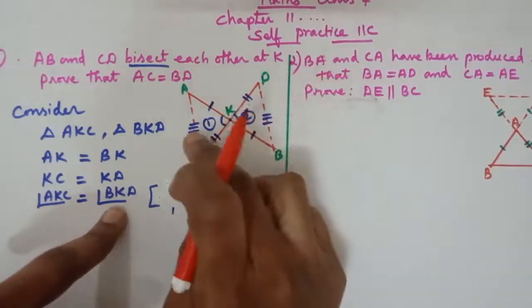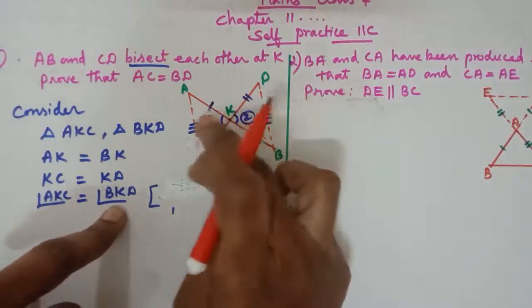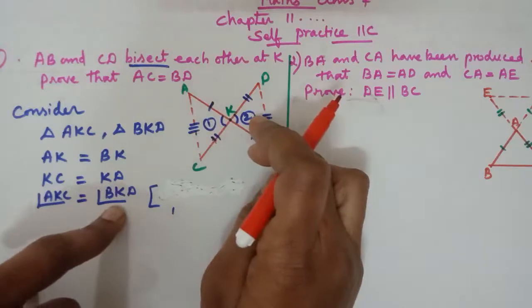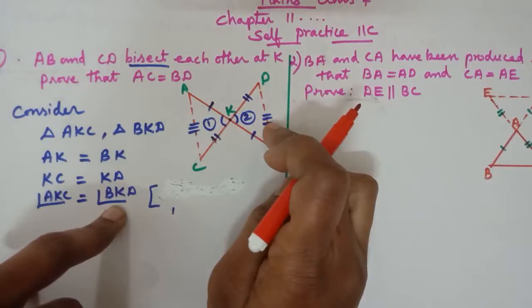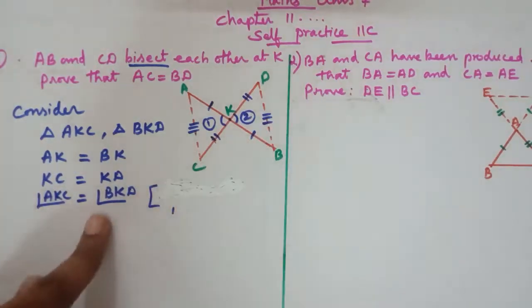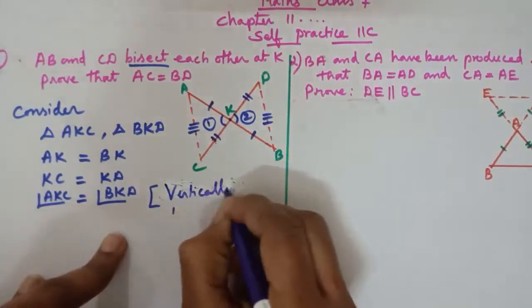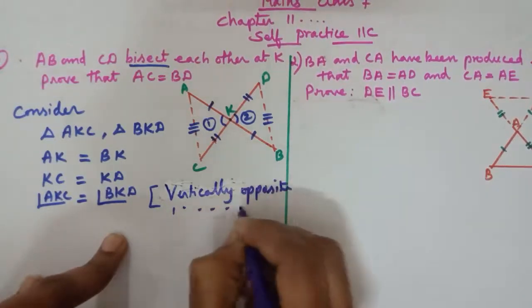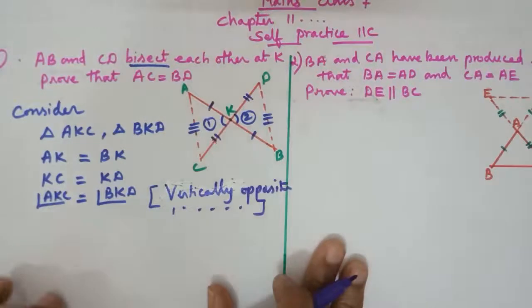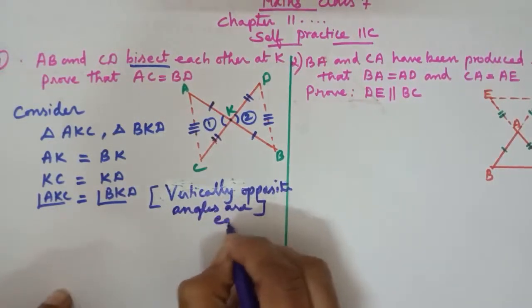Here we can't write the third side because we have to prove the third sides are equal. If we prove these two triangles are congruent, then only we can say these two sides are equal, by corresponding sides are equal. Is it clear? So here I have written vertically opposite angles are equal. Okay, is it clear?